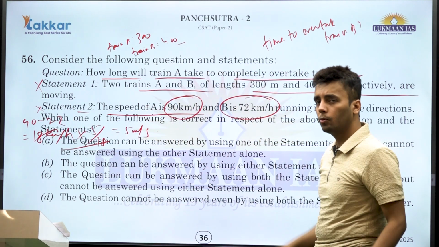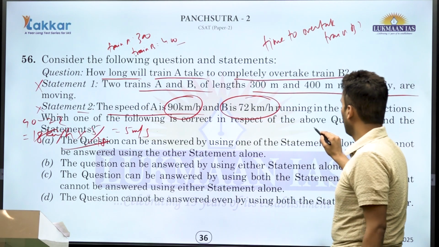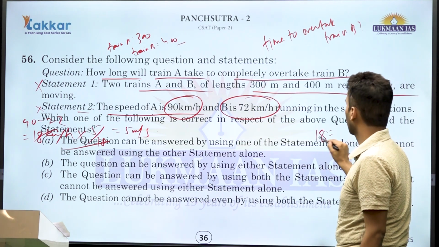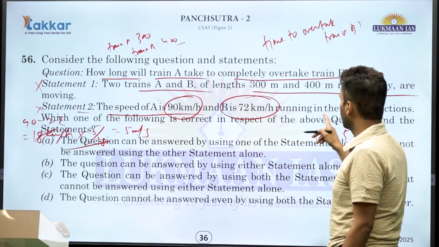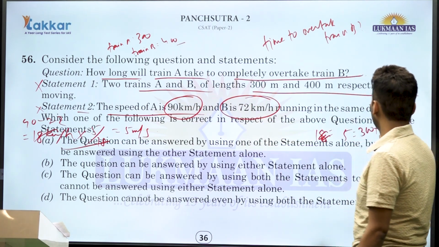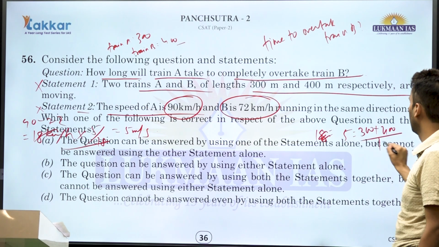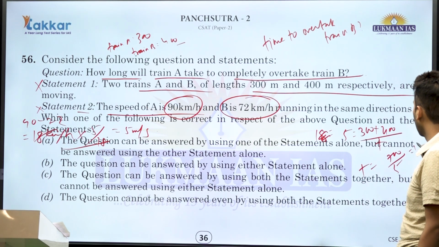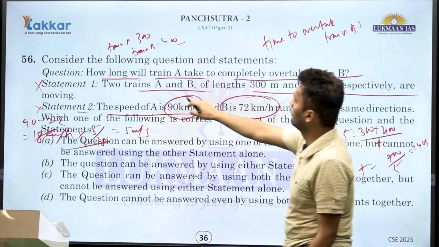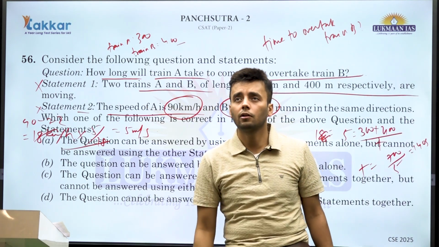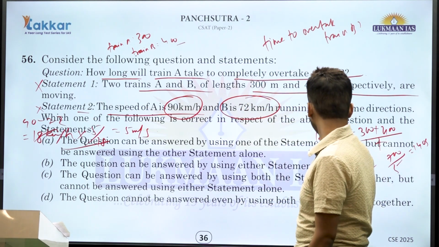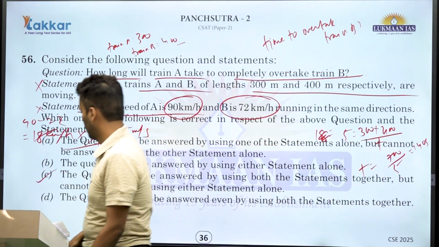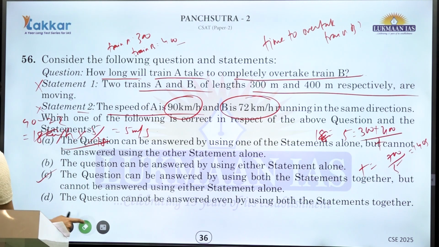Now when we combine both, we know the relative speed, 5. The distance will be the sum of the lengths, 300 plus 400. Time is distance by speed. Solving this, we get time as 700 by 5, that is 140 seconds. So 140 seconds is the required time. In 140 seconds train A will completely overtake train B. So we require both the statements. Option C is the correct answer.